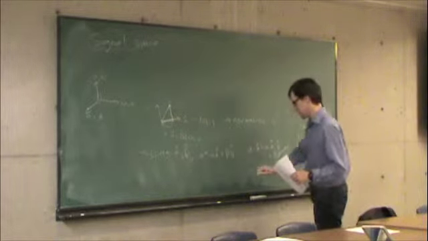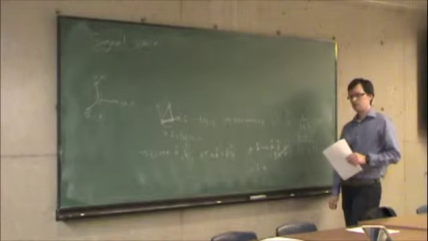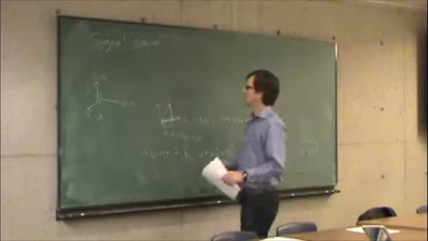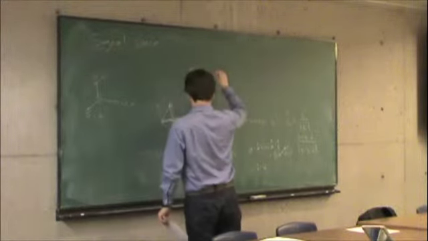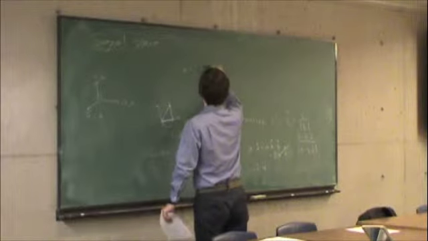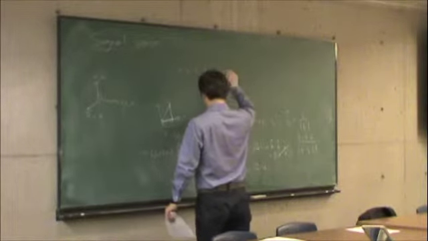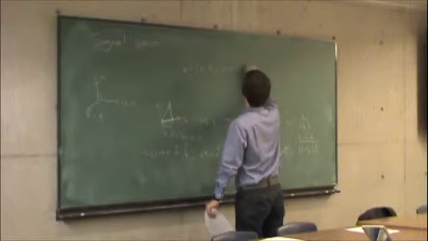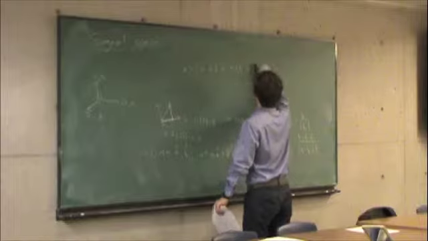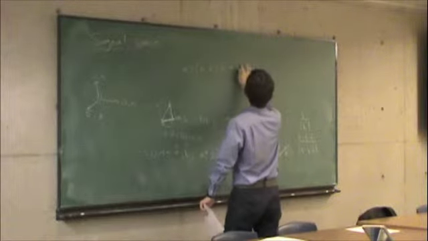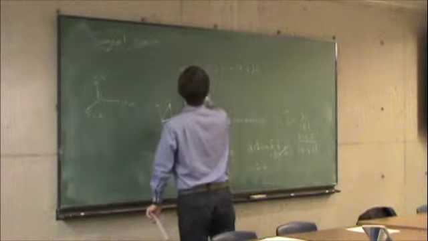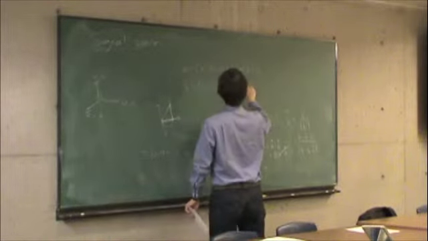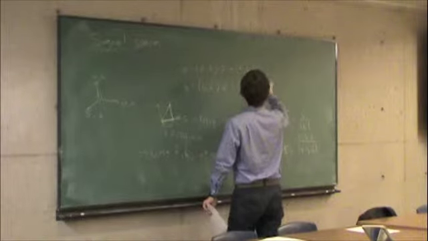And similarly, how do I get beta? Yeah, I just dot it with B hat. So in other words, A is equal to A dot A hat times A hat plus A dot B hat times B hat. And B is equal to B dot A hat times A hat plus B dot B hat times B hat.